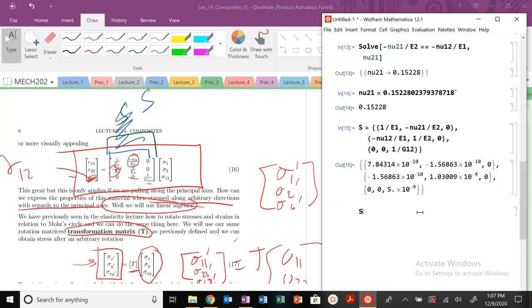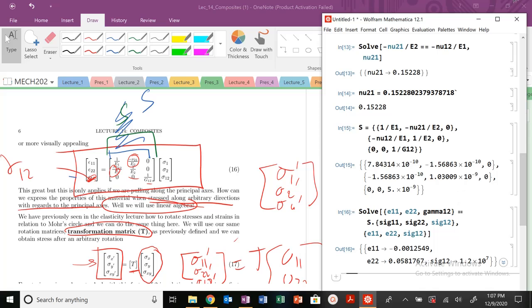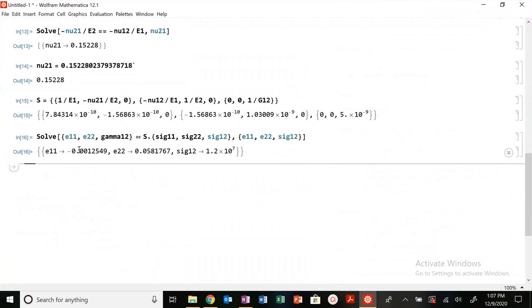So I'm going to set up an expression that looks like this and solve. I need my E11, I don't know, E22, I don't know, but I do know my gamma 12. And that is going to be equal to S dotted with sig11, which I know, sig22, sig12, which I don't know. So 3 equations, 3 unknowns. So solve for E11, E22, sig12. And that's it. Those are my values right here.